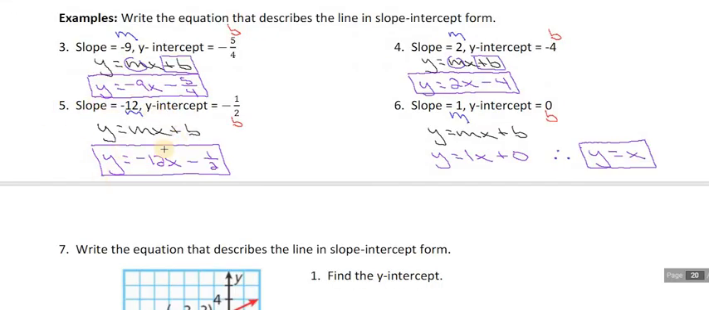All right, so here are our solutions for number 5 and 6. Number 5 should say y equals -12x minus 1/2. And number 6 starts off as y equals 1x plus 0. But that's kind of what we consider redundant. If there's a 1 in front of a variable, it doesn't need to be written there. If there's nothing in front of it, it implies 1. And if there's a plus 0, well, that doesn't really mean anything, so we don't need that plus 0.